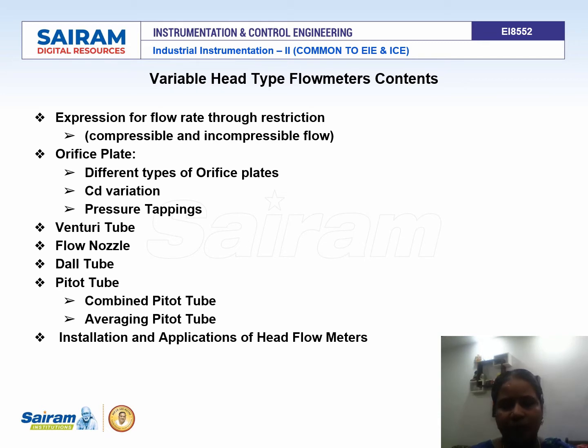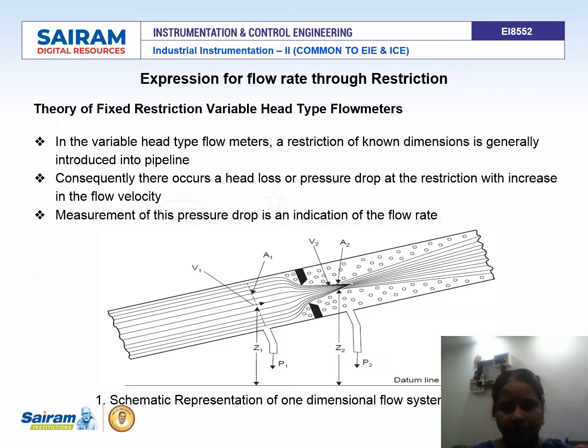Then we are going to see another primary element, which is a venturi tube, followed by flow nozzle, Dall tube, and pitot tube, and we are going to see two different types of pitot tube. One is the combined pitot tube and the other is the averaging pitot tube. Finally, we end the first unit with the installation and applications of head flow meters.